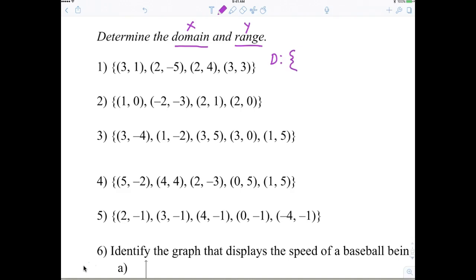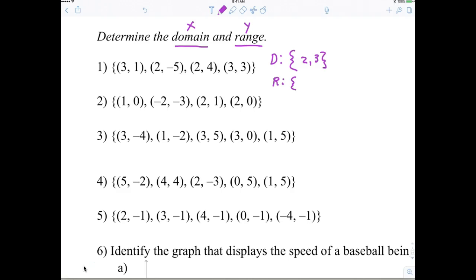Now again, somebody asked me, do you have to put it in numerical order? I like it in numerical order. All right. So the domain would be 2 and 3. And again, remember, you don't have to repeat. Now range. Why can't this be 3, 2, 2, 3? Because you weren't listening. All right.